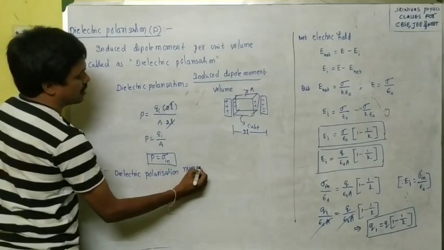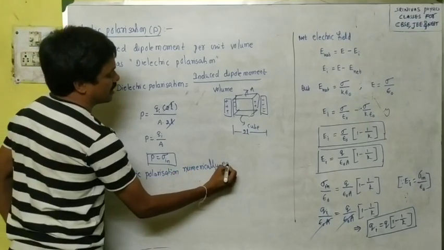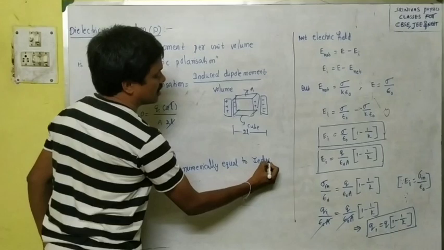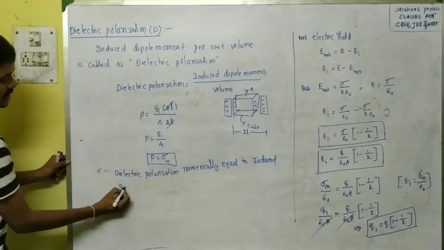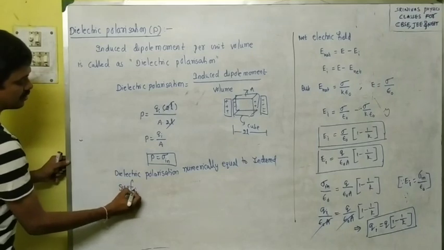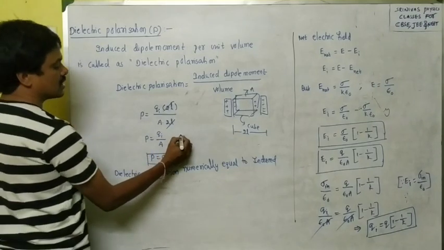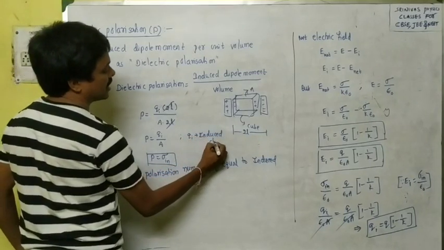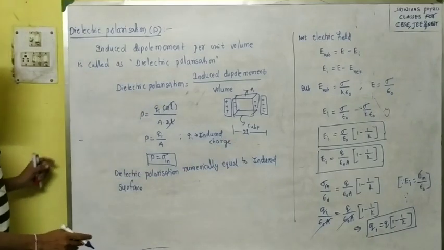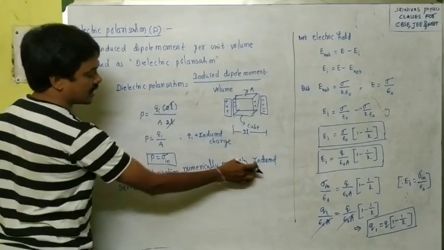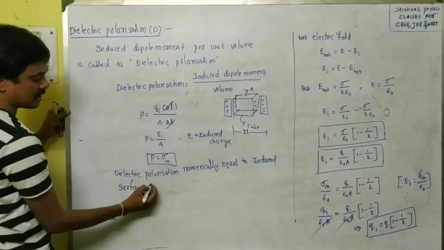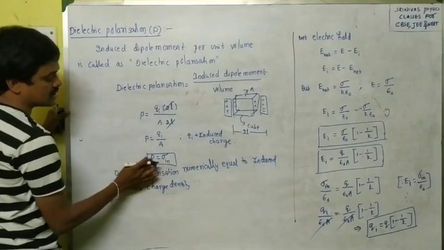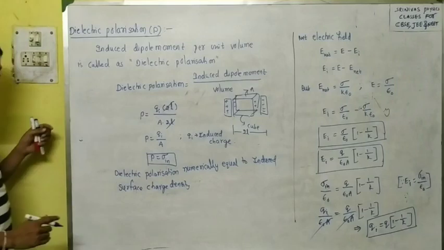Now dielectric polarization is numerically equal to the induced surface charge density. Why are we telling it as induced surface charge density? Because here we have Qi, the induced charge. Induced charge by area gives the induced surface charge density. Dielectric polarization is numerically equal to the induced surface charge density, right? And this is dielectric polarization, equal to surface charge density.